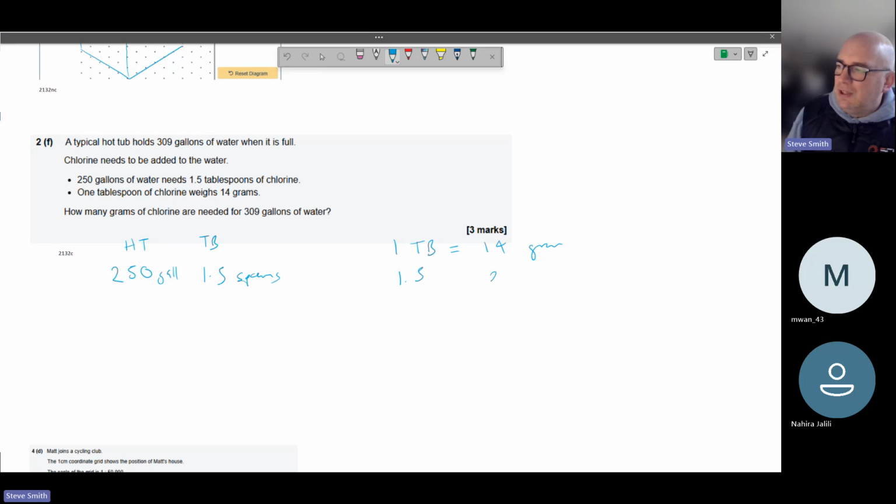So half of 14 is 7. Add that on to our 14. We can see now we've got a better way of talking about it here. We're not talking spoons because it says grams in the question.